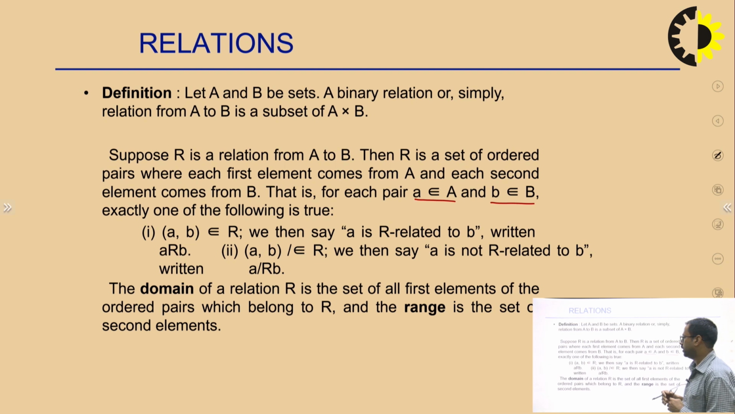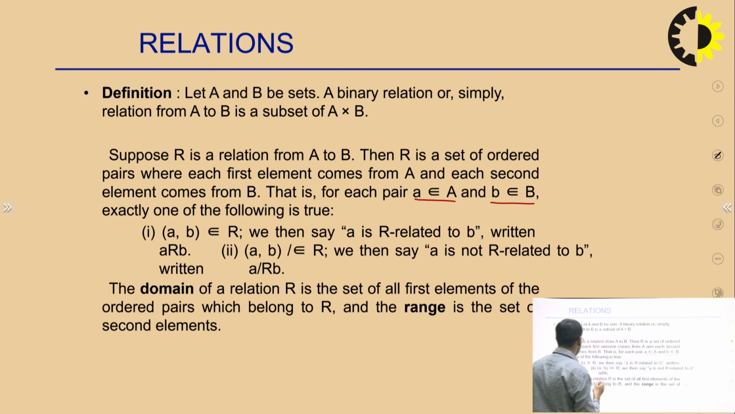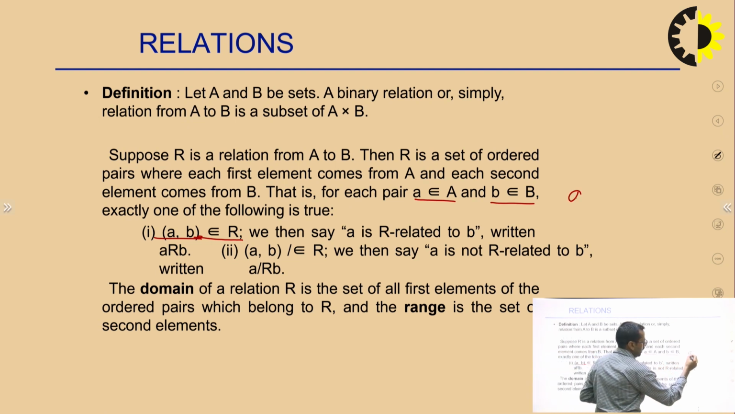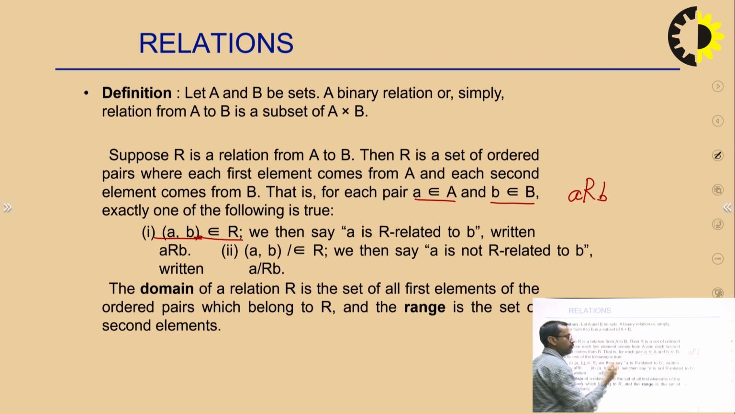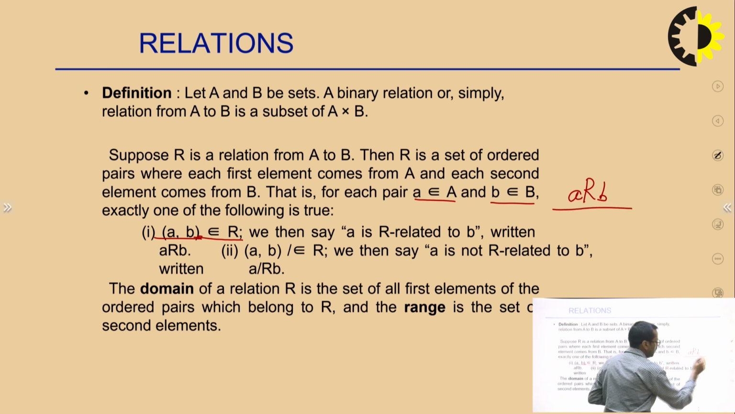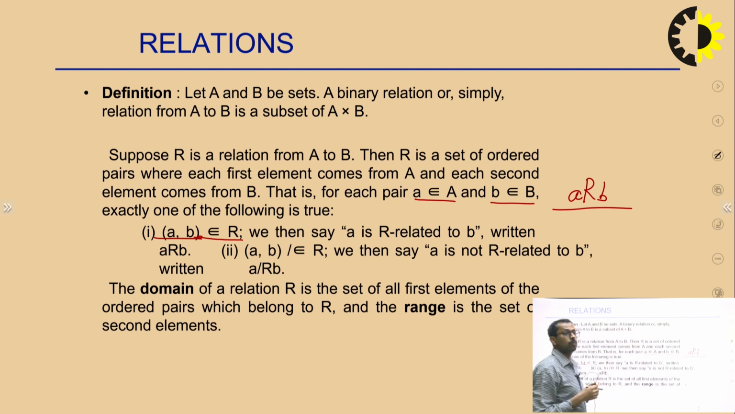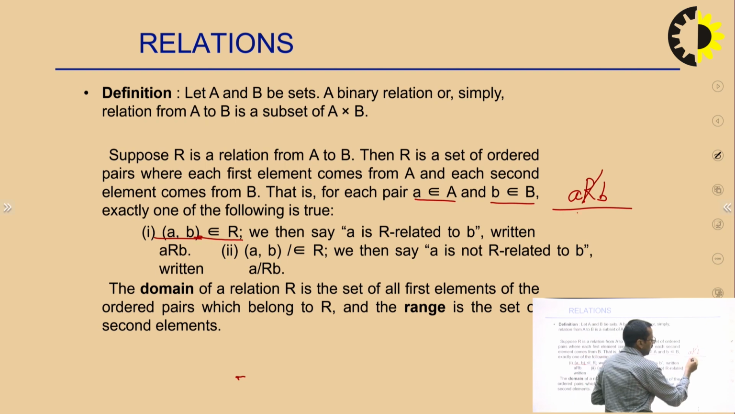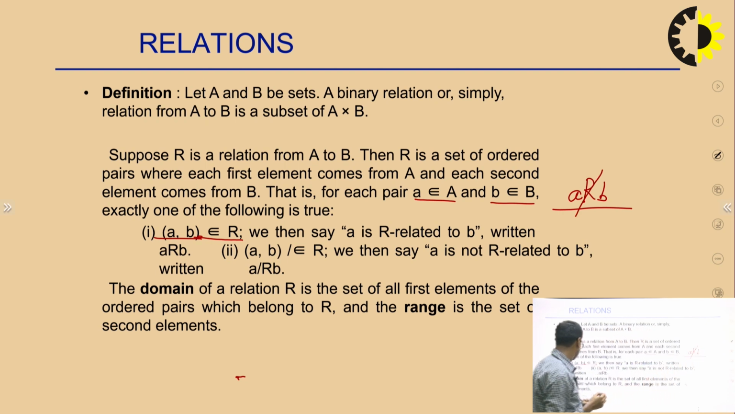Exactly one of the following is true. If (a, b) is an ordered pair that belongs to the relation R, then we say a is related to b, which is written as a R b. If a belongs to set A and b belongs to set B and there is a relation, then we can represent it as a R b. If such a possibility does not exist, that means the relation does not exist, then we can say a is not related to b.